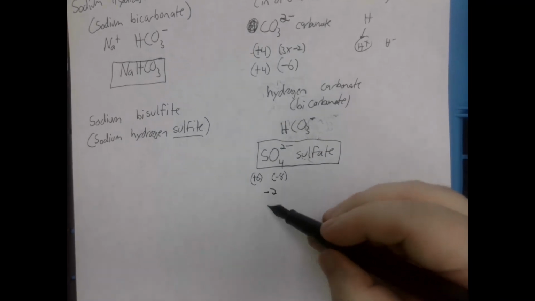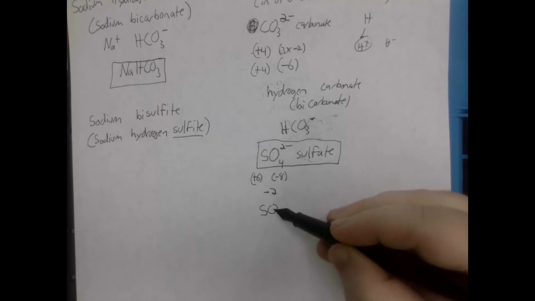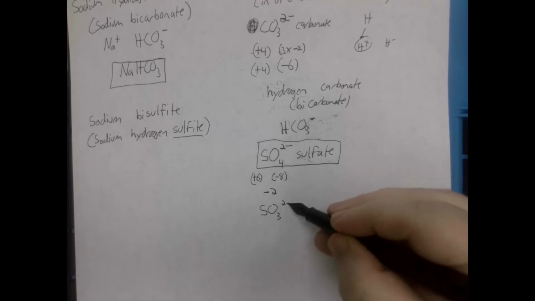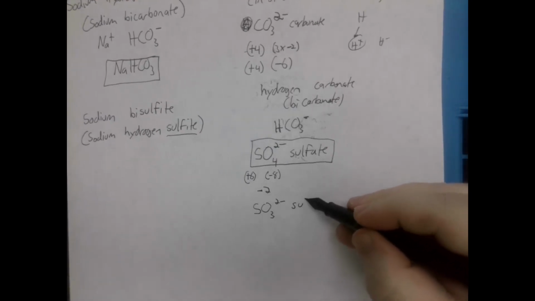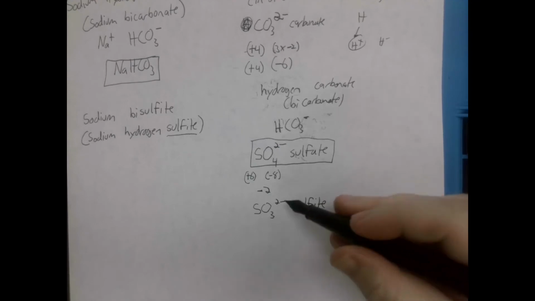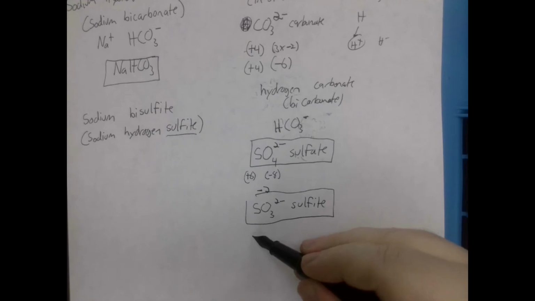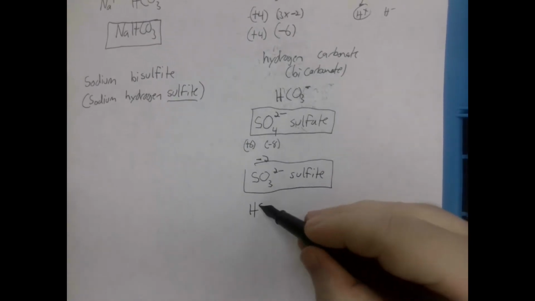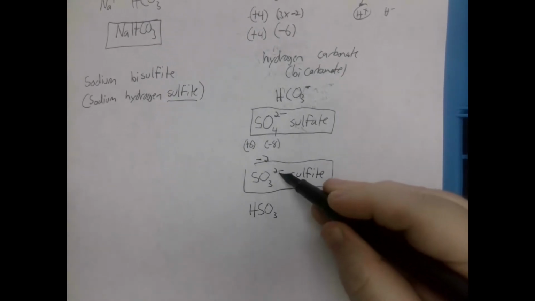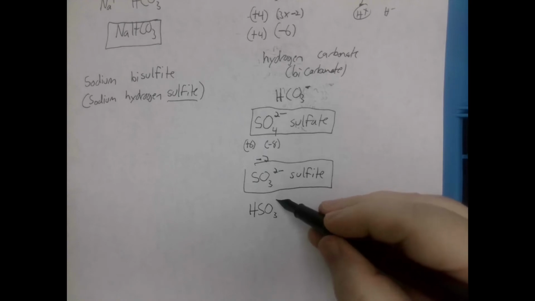When it becomes sulfite, we're going to remove an oxygen, but keep the charge. So this is sulfite. And when we add a hydrogen to it, it's going to add a positive charge. So -2 plus 1 gives us a negative charge.